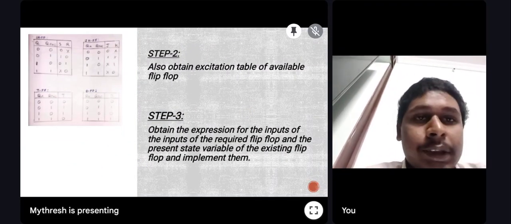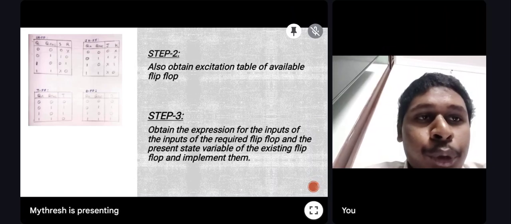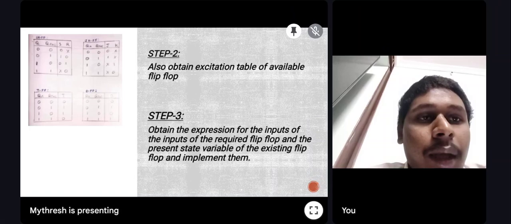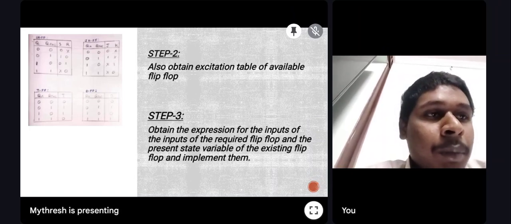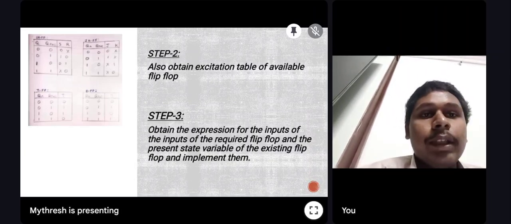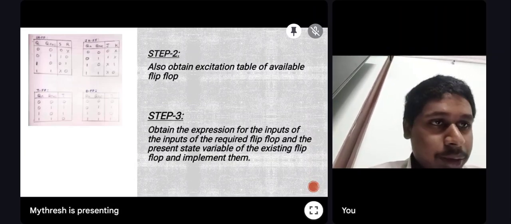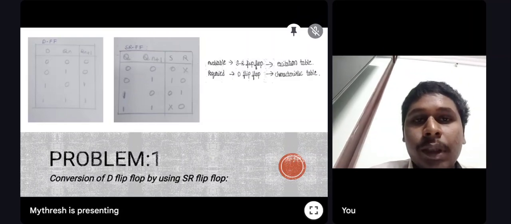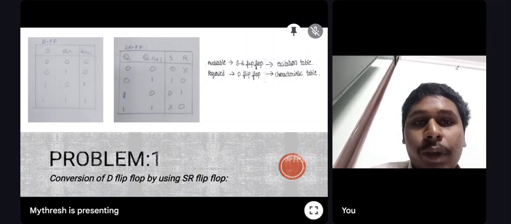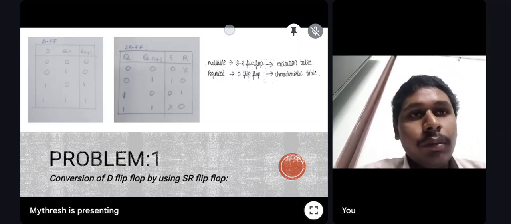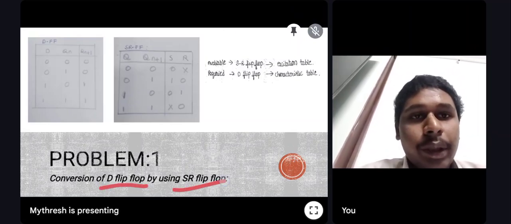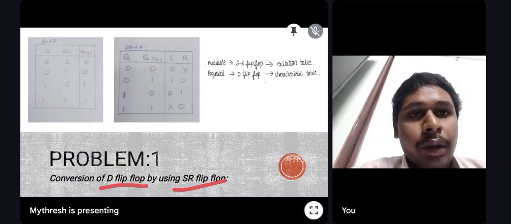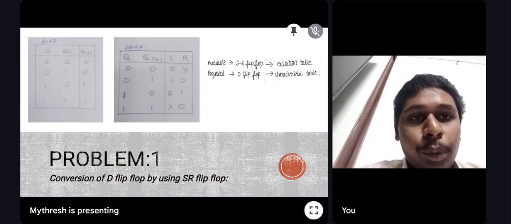So what is the next step? Obtain the expression for the inputs of the required flip-flop and present state variables for the existing flip-flop and implement them. So let us apply this in a problem to understand this. Here the problem states the conversion of D flip-flop by using SR flip-flop.